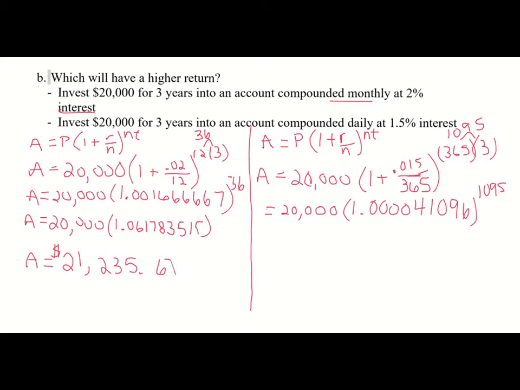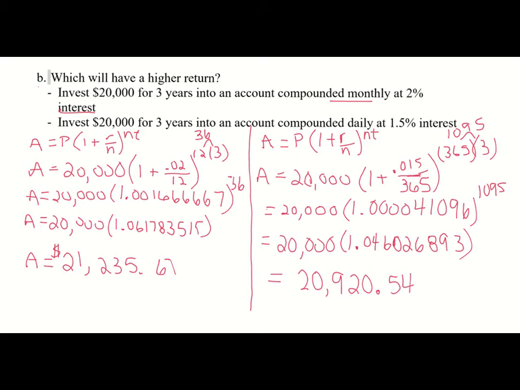Again, I'm using my calculator because obviously we're not doing this by hand. So now I have 20,000 times 1.0460268993. And when we multiply that times 20,000, I'm going to round it to the nearest cent, and we end up with $20,920.54 because it's 0.53785, but I rounded it.